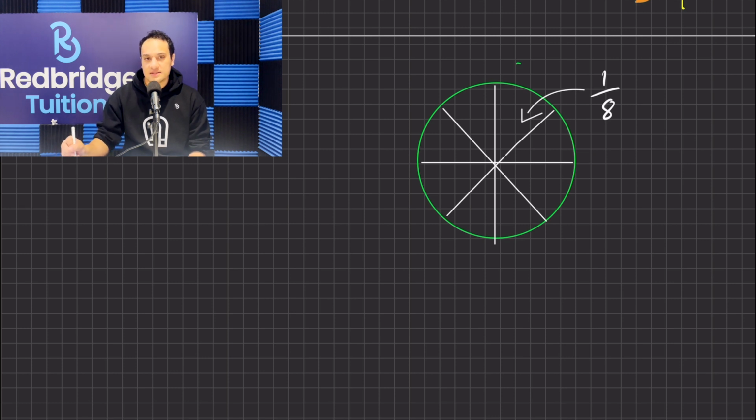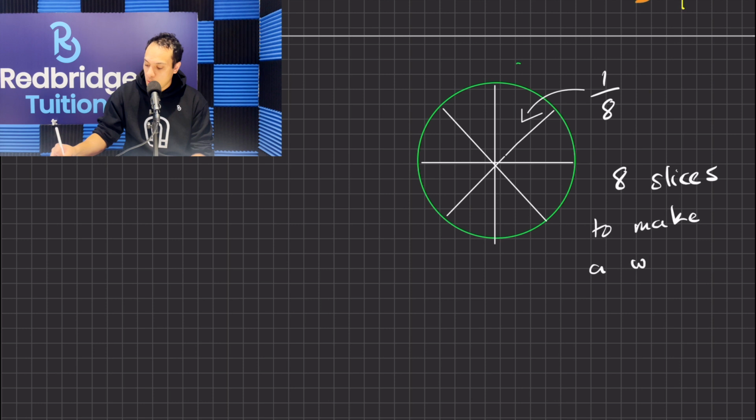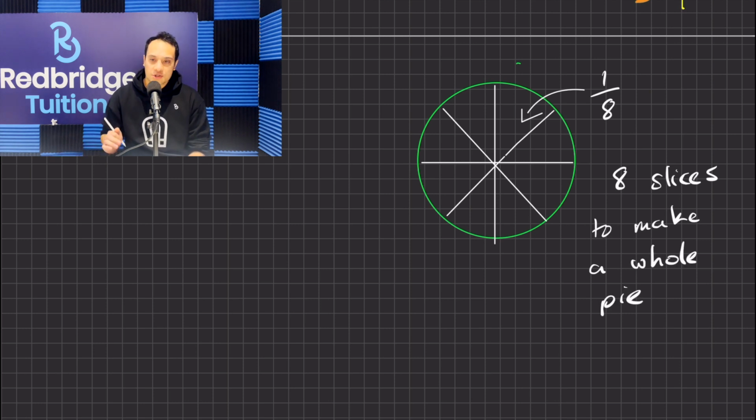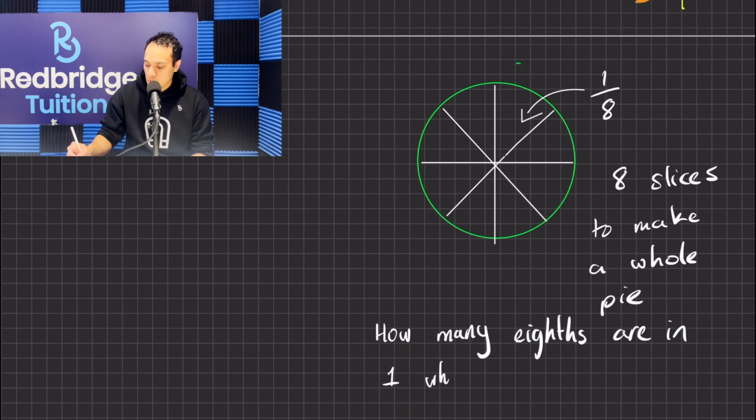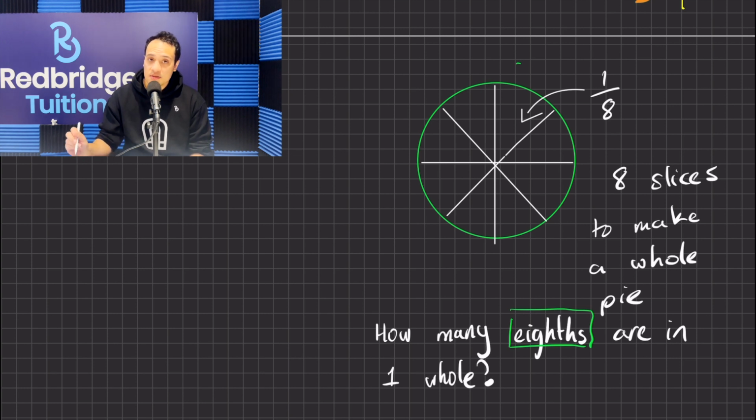Now, how many slices makes a whole pie? You should get 8 slices. We need 8 slices to make a whole pie. You can imagine a question that asks how many 8ths are in one whole. Now, notice that it's spelled 8ths and not 8s. The THS ending indicates that it's a fraction. So, because each of these slices are equal, we'd require 8 of these 8ths to form one whole.